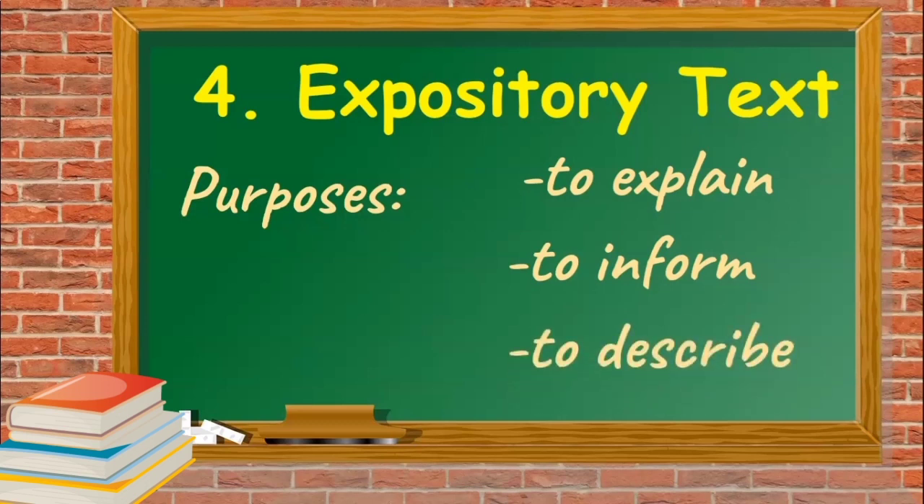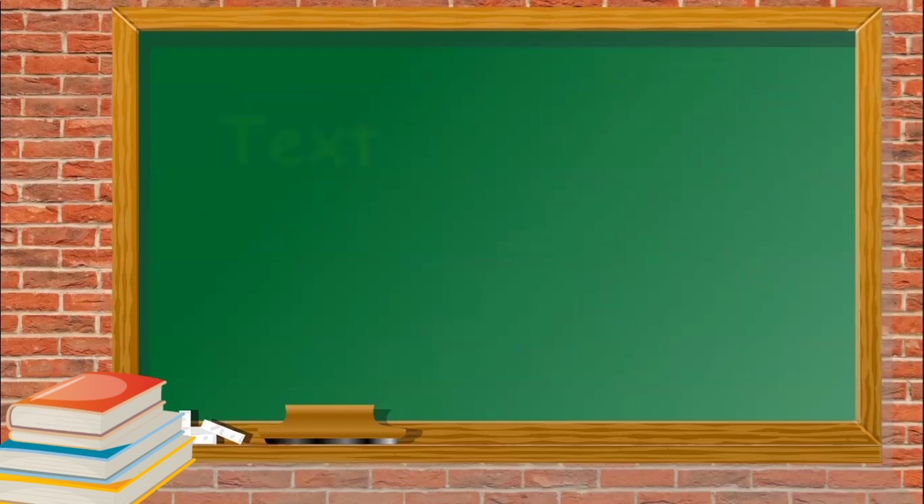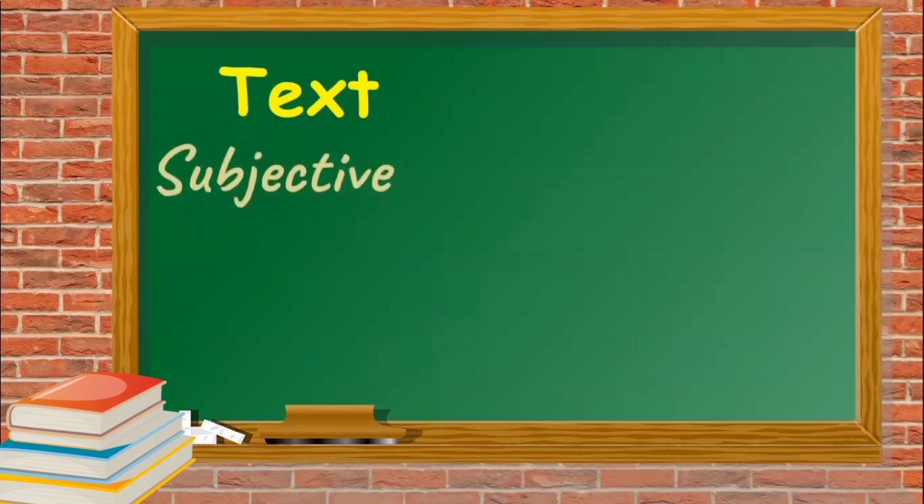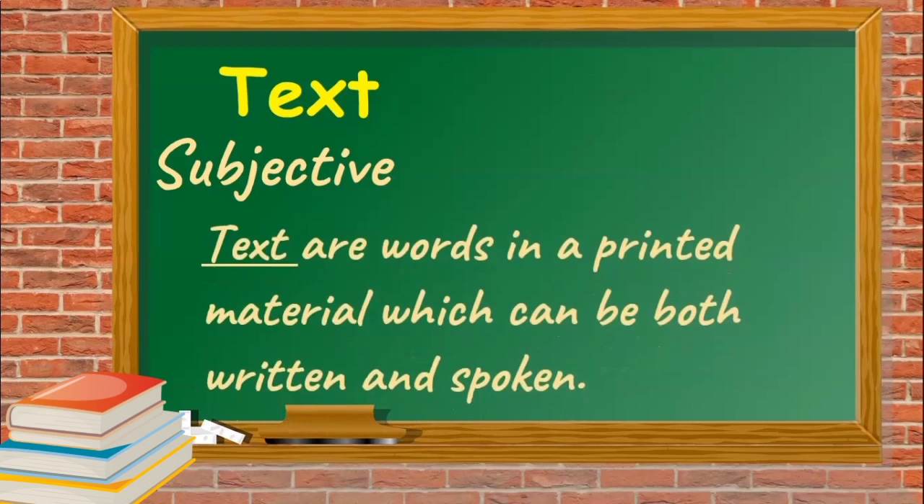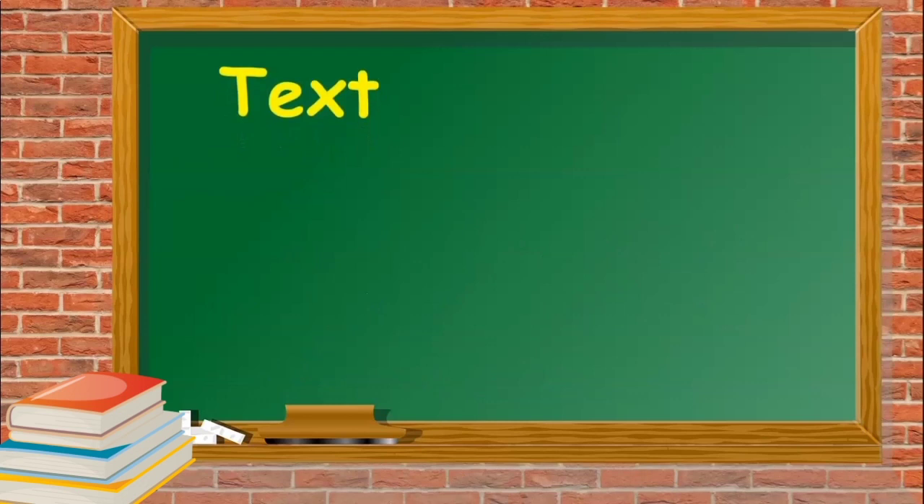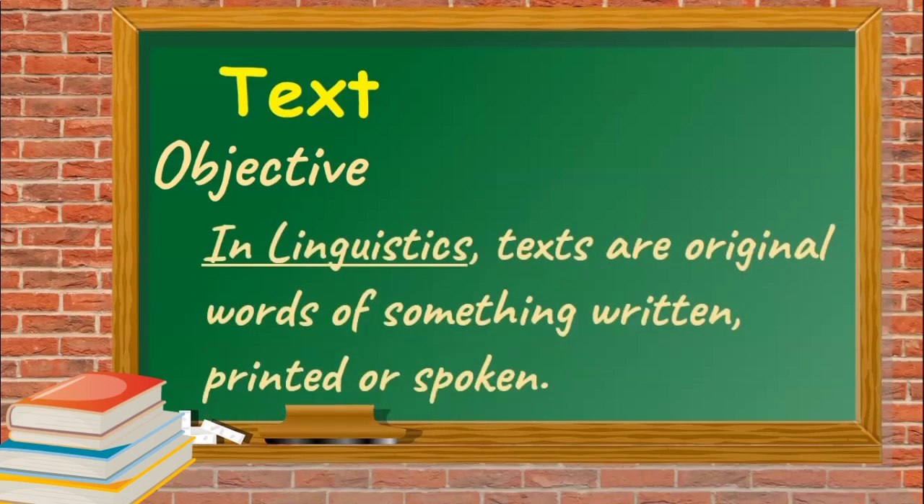Let us now try to identify and characterize the word text. If we use text under subjective form, we may say that texts are words in a printed material which can be both written and spoken. But then, if we use it under the objective form, we have to have our fact. Example is, in linguistics, texts are original words of something written, printed, or spoken.